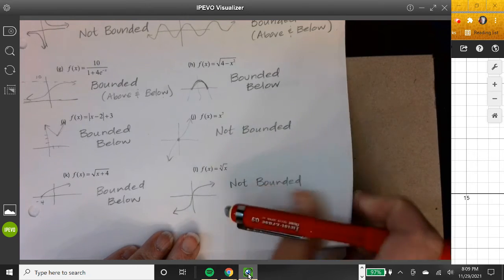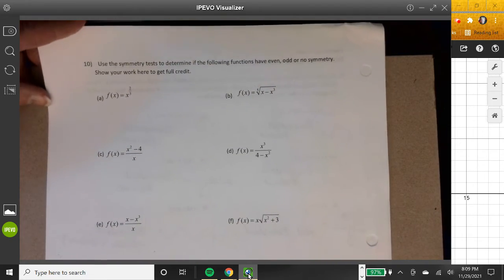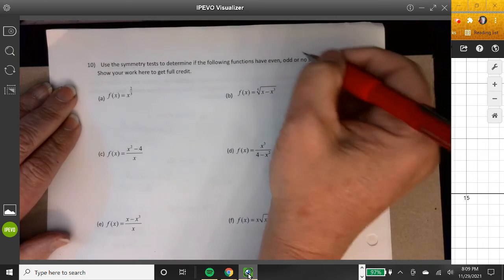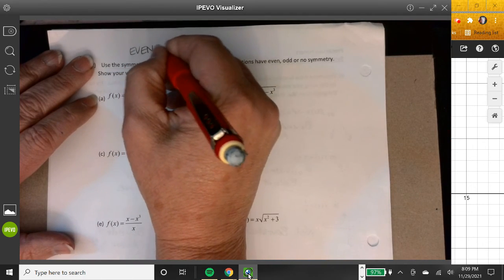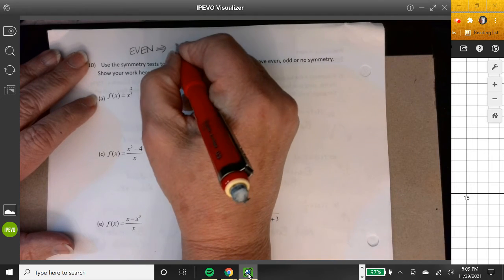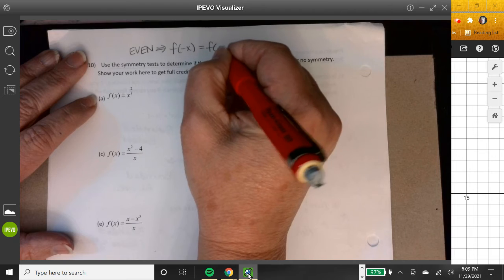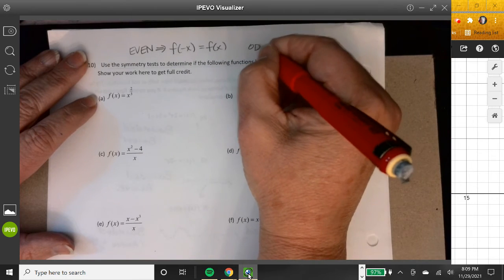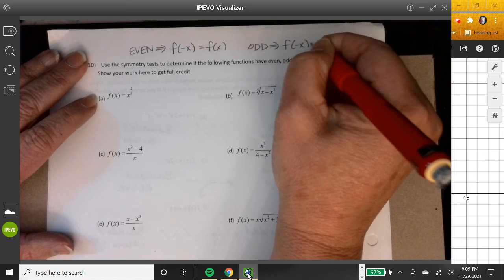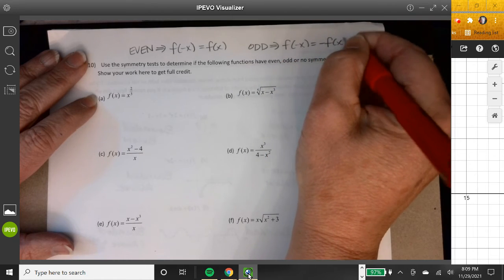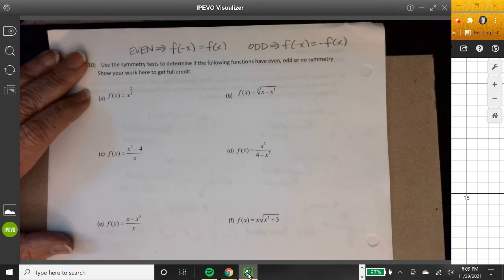Okay? All right, symmetry. Some more practice with symmetry. So this means that if we have an even function, let's recall what that means. That means if I plug in a negative x into f of x, I should get out the original. If you're odd, if you plug in a negative x, you should get the opposite of the original. Okay, all right, so let's try some work here.